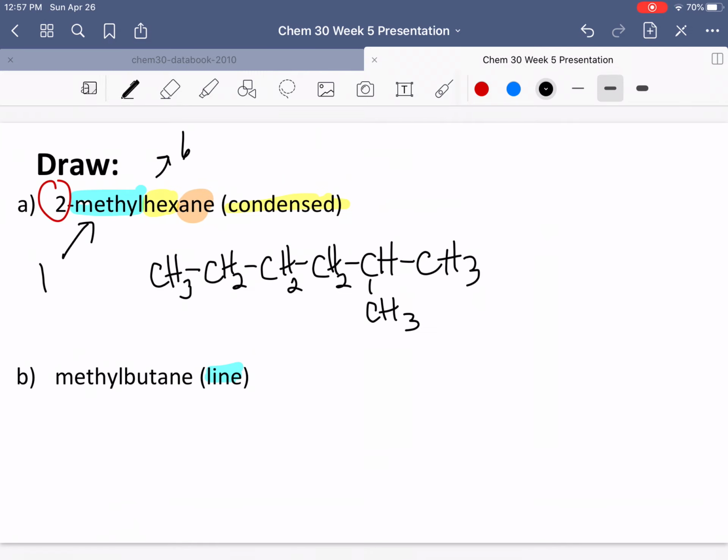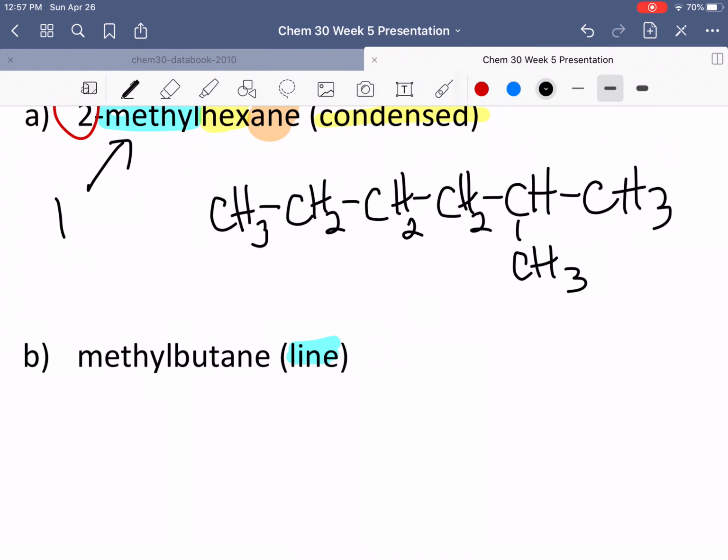2-methyl-hexane. Look at the next one. Line drawing. These ones are always fun. Methyl butane, guys. So check out this one. Once again, we know we have a 4-carbon parent chain. You can draw that right away. 1, 2, 3, 4, right? So there's our 4-carbon chain.